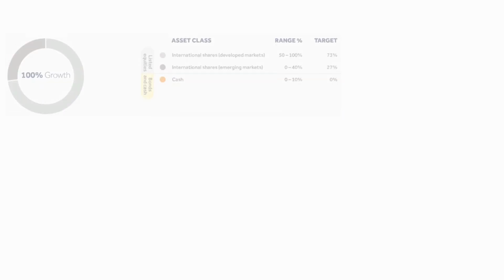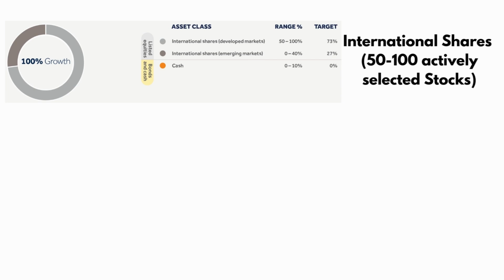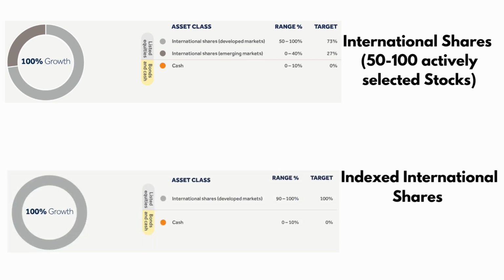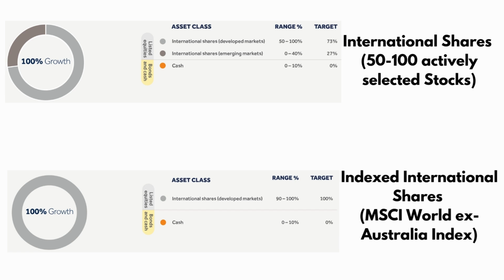And lastly, our international shares versus our indexed international shares. Now our international shares is 50 to 100 actively selected stocks, where our indexed international shares tracks the MSCI World ex-Australia Index. Now essentially they are both 100% growth, with the international shares having a little more exposure to the emerging markets.